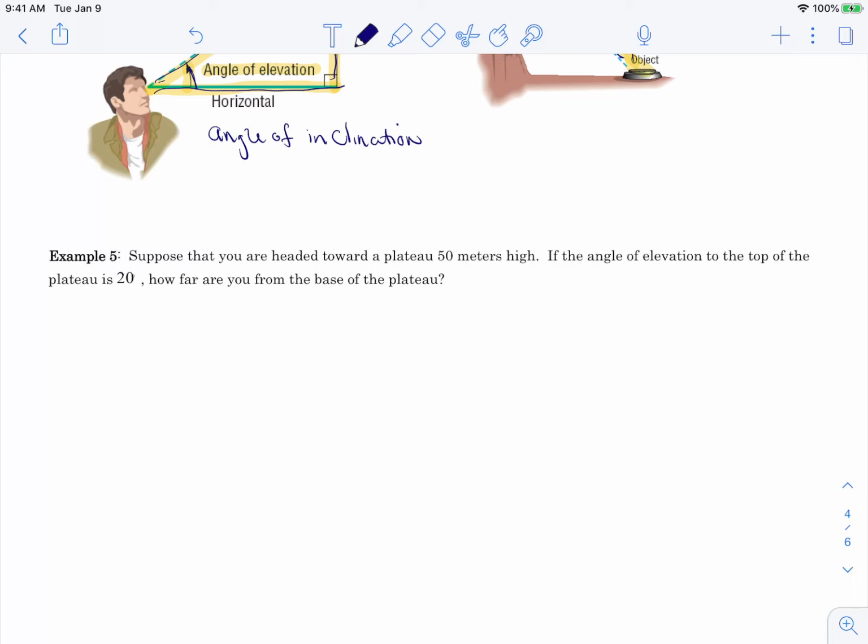If the angle of elevation, so I'm looking up, to the top of the plateau is 20 degrees, how far are you from the base of the plateau? So here's your plateau. Here is your angle of, remember you draw that horizontal, angle of elevation. So your angle goes here, so that was 20 degrees. And then we know that the height is 50 meters.